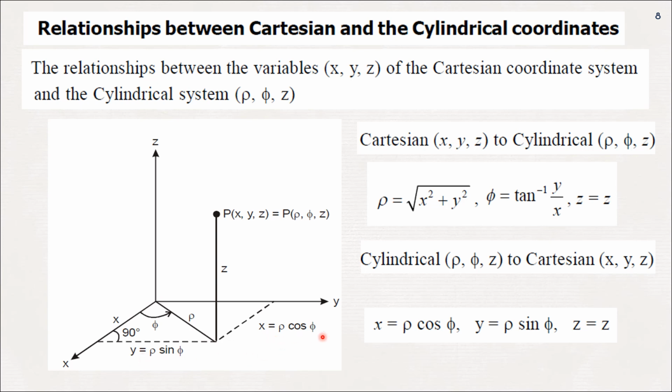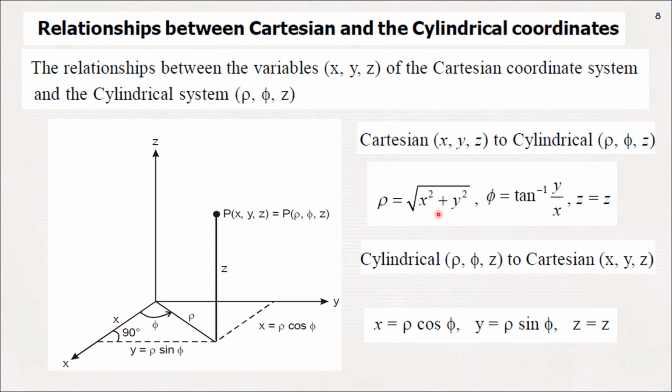In the same way, you get the value for x. X is equal to rho into cos phi. Actually, cos phi is nothing but x by rho, or x is nothing but rho into cos phi, right? And for rho, apply Pythagoras theorem. This is 90°, and this is going to be x and y, right? So what will be rho? Rho is nothing but square root of x square plus y square.